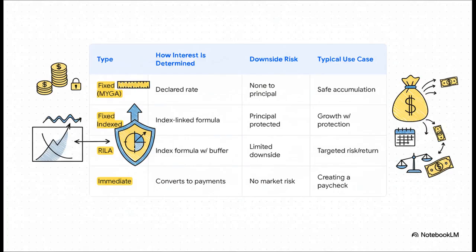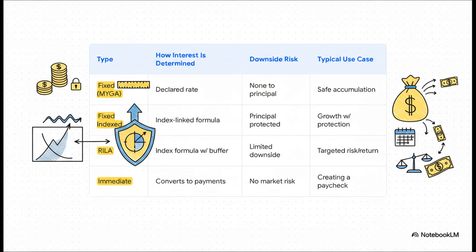Okay, so this table pretty much lays out the entire landscape for us. On the far end, you have the super simple fixed annuity, or MYGA. Just think of it like a CD from an insurance company. You get a declared interest rate, and there's no market risk. Then there's the fixed indexed annuity, which is going to be our main focus today.